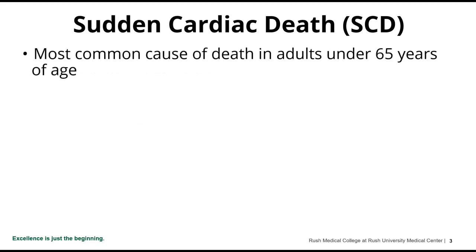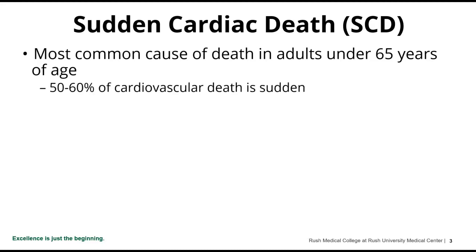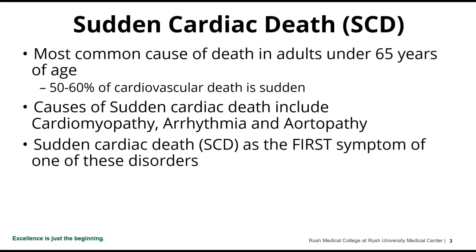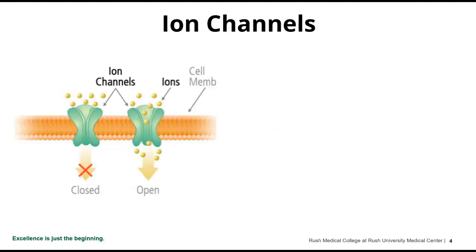So, sudden cardiac death is the most common cause of death in adults under the age of 65. 50 to 60% of these sudden deaths are cardiovascular in origin. Causes of sudden cardiac death include cardiomyopathy, enlargement of the heart, arrhythmia, and aortopathy. And we're going to discuss aortopathy when we get to connective tissue. Sudden cardiac death, unfortunately, can be one of the first symptoms of these disorders. And that's a bad symptom.